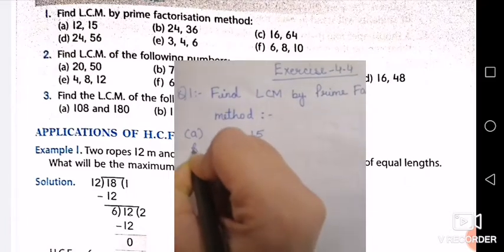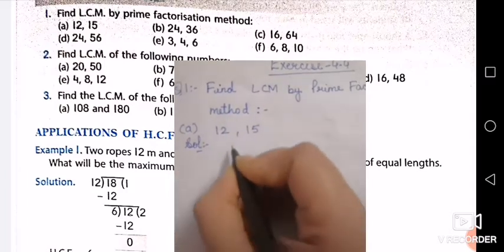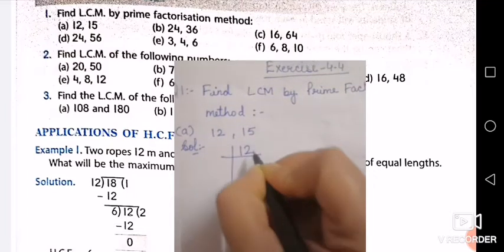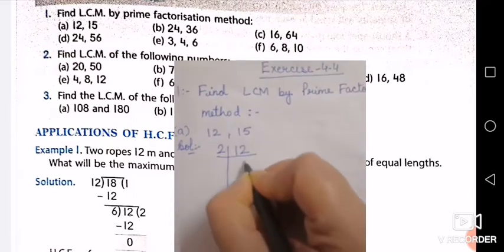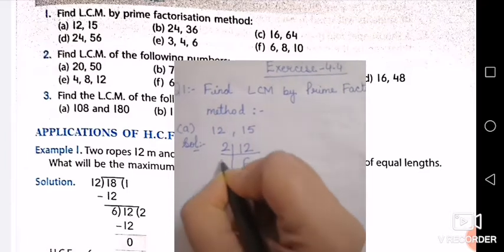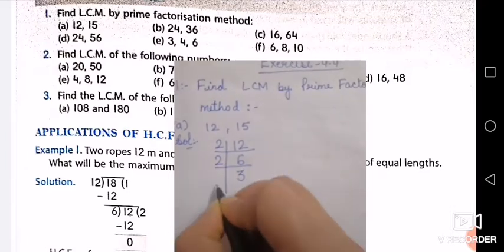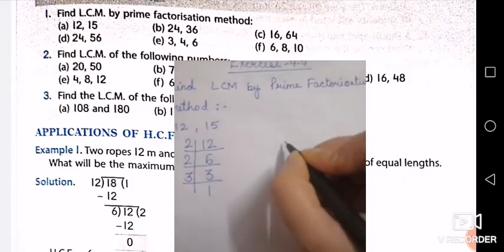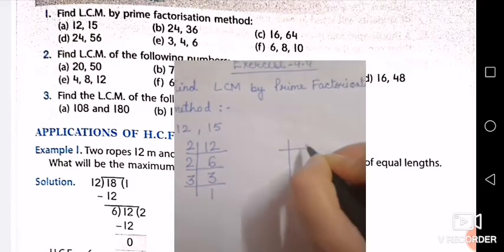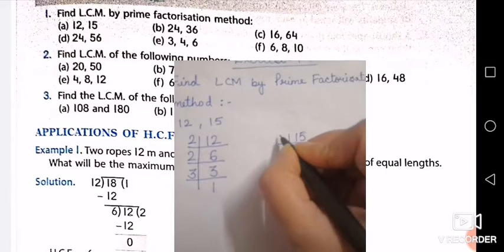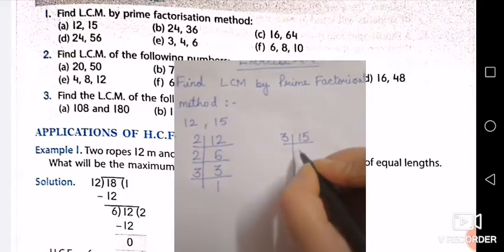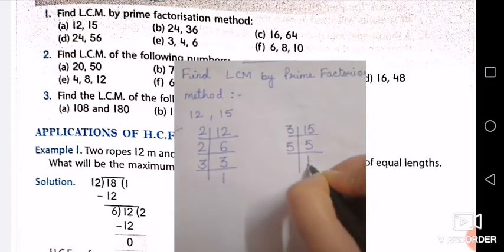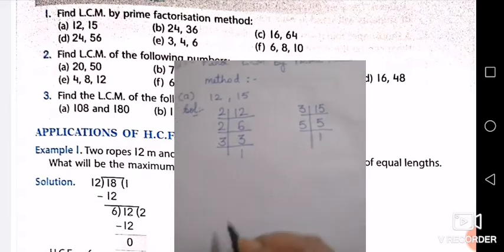Now our first step is to find prime factors of both the numbers. We will start with 2. 2 sixes are 12. Next, 2 threes are 6, and then 3 ones are 3. Now come to the next number, which is 15. We will start with 3 because it is not divisible by 2. 3 fives are 15 and then 5 ones are 5.